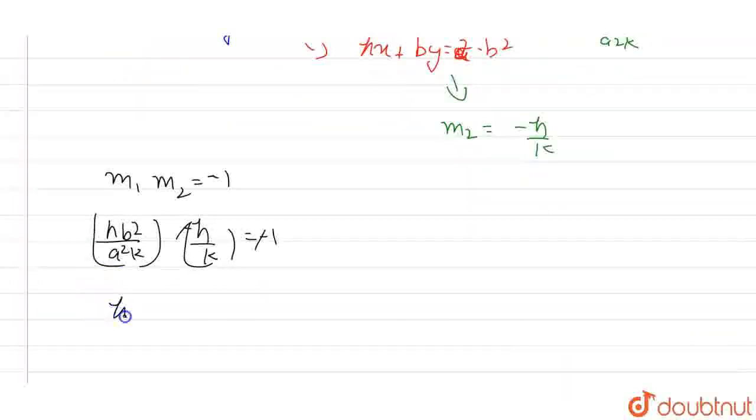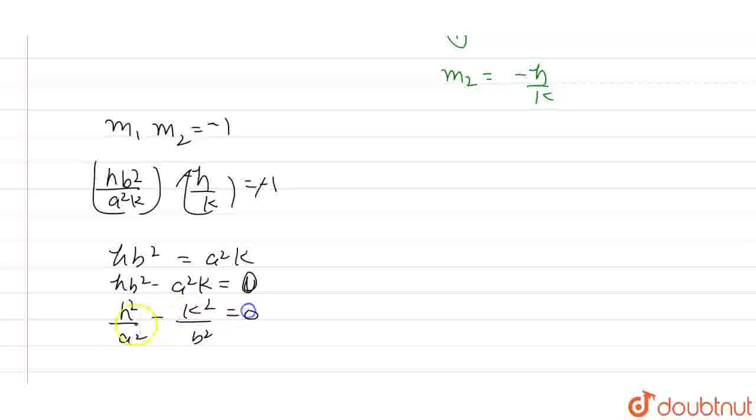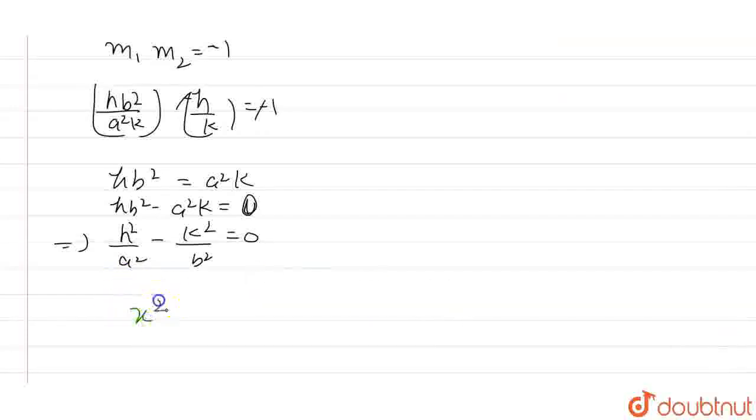And we now have this equation: h b square equals a square k. Now I'll write it in a more simplified form: h b square minus a square k equals 0. If I divide both sides by a square b square, this will become h square by a square minus k square by b square equals 0. Basically this is the equation we have now. What change can I make in this equation? I can replace the values of h and k with x and y. So this will become x square by a square minus y square by b square equals 0.